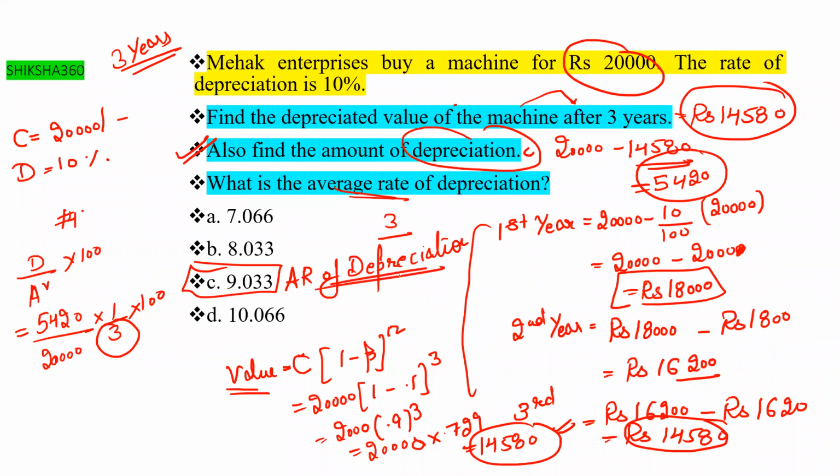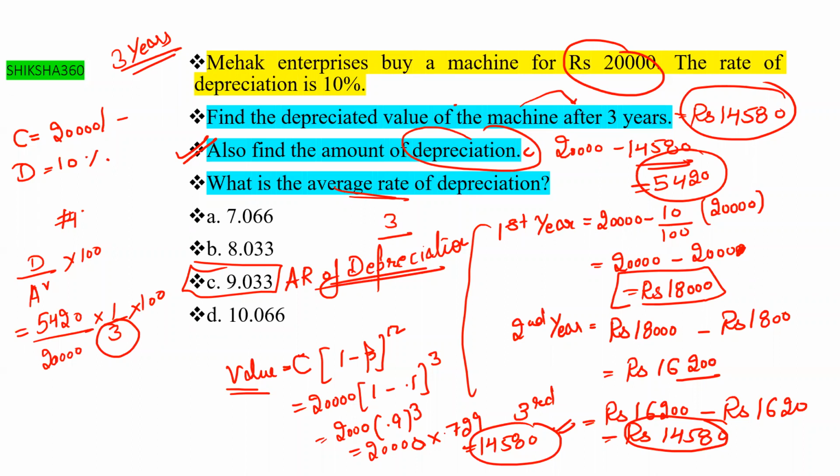Hope this clears to all of you how they will ask the question. Even if you don't know the formula, if you know the basic concept of depreciation, you will be able to solve this question. They are asking that a firm buys a machine for 20,000 and the rate of depreciation is 10%. Here they are saying that the depreciation rate is fixed, 10%. So the first question is to find the depreciated value of the machine after 3 years.